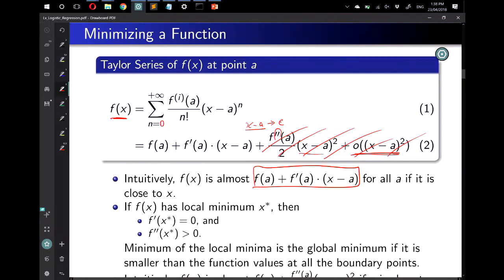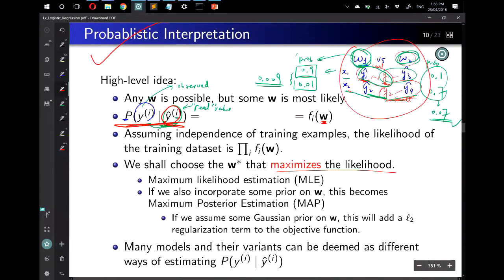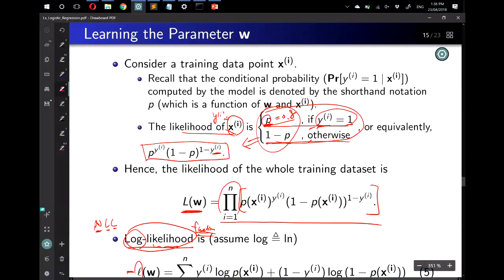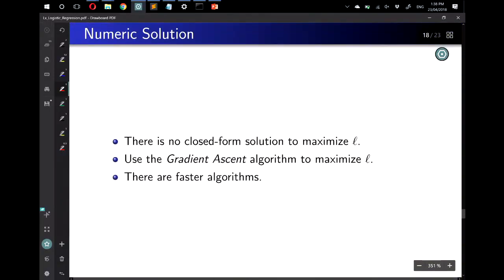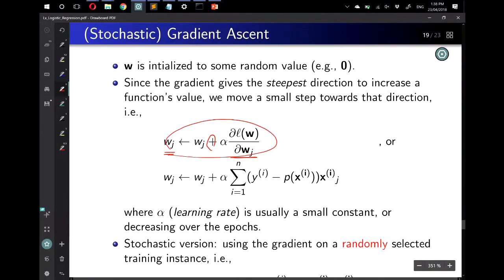So if you see some more advanced optimization methods, like Newton's method, they actually approximate up to second order, up to here. So they ignore all these other terms. But for this to be true, this x minus a should be very, very small. So that's why you have a learning rate. That's why you should only move slightly, because locally it's going to be a linear function.